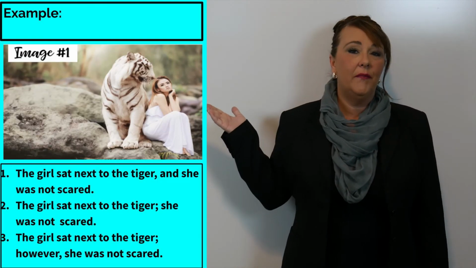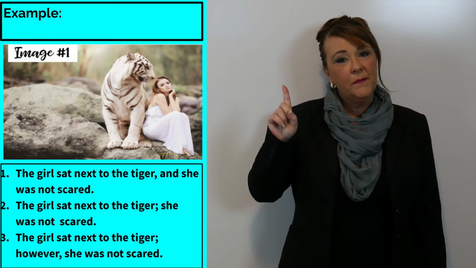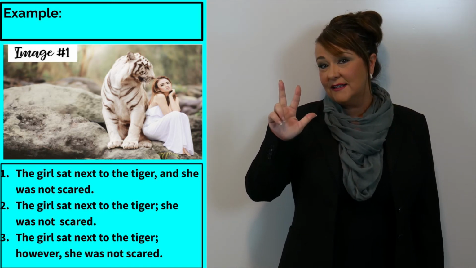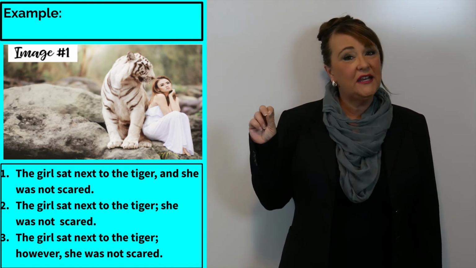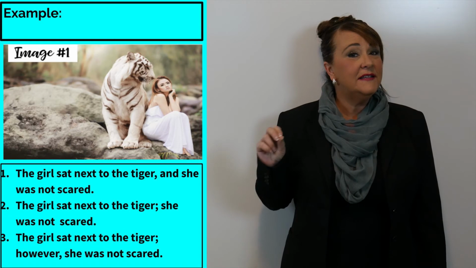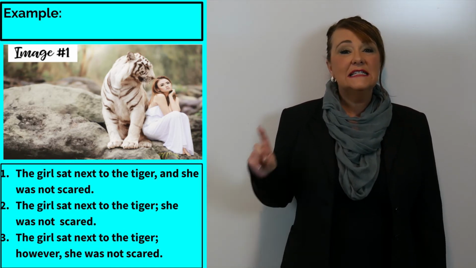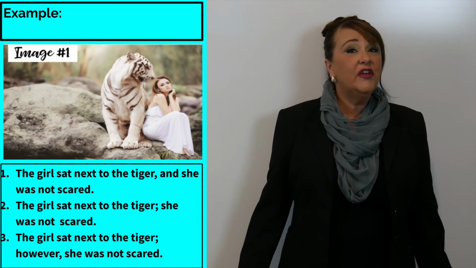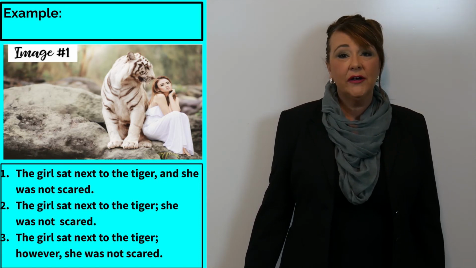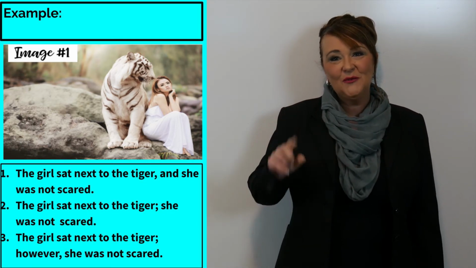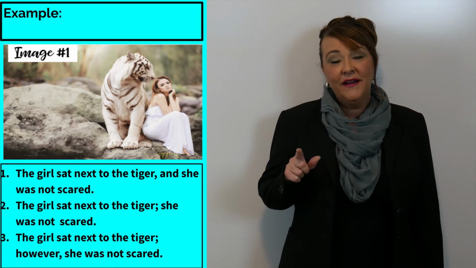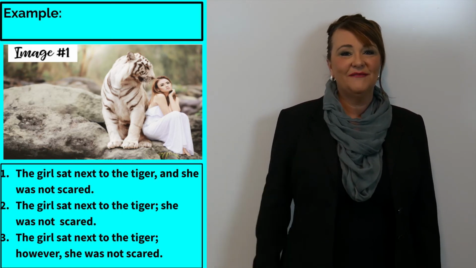I'm going to give you an example of how I would do it. So here's an example. You see one picture, and I want you to write 3 sentences, and in each sentence, you're using a different punctuation rule. Let's look at what I did for my picture. Sentence number 1 says, the girl sat next to the tiger and she was not scared. That was rule 1, comma, and then a conjunction.